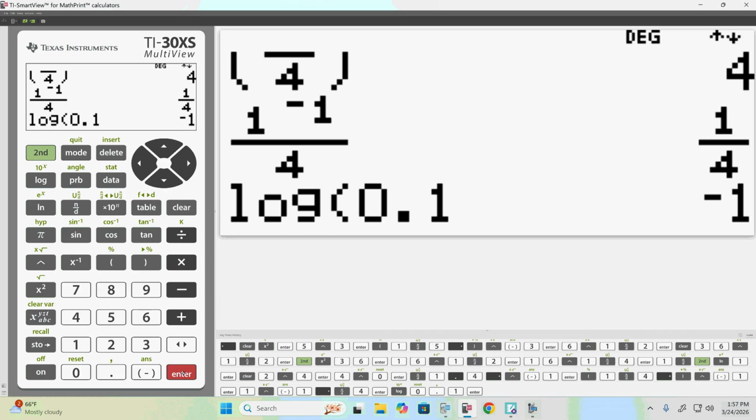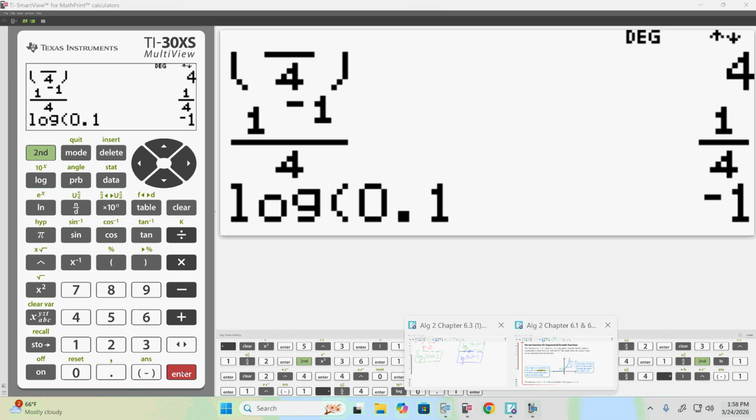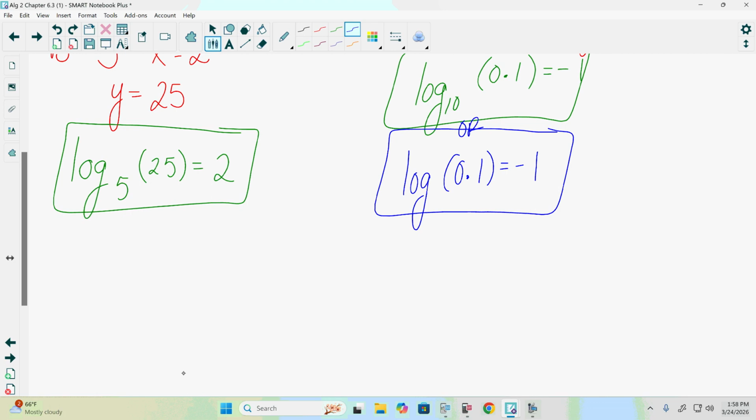If the base is something other than 10, we're going to have to do something called change of base. We will learn about that later, or use a different method for typing it in. Questions on these so far? We ready for the next one?